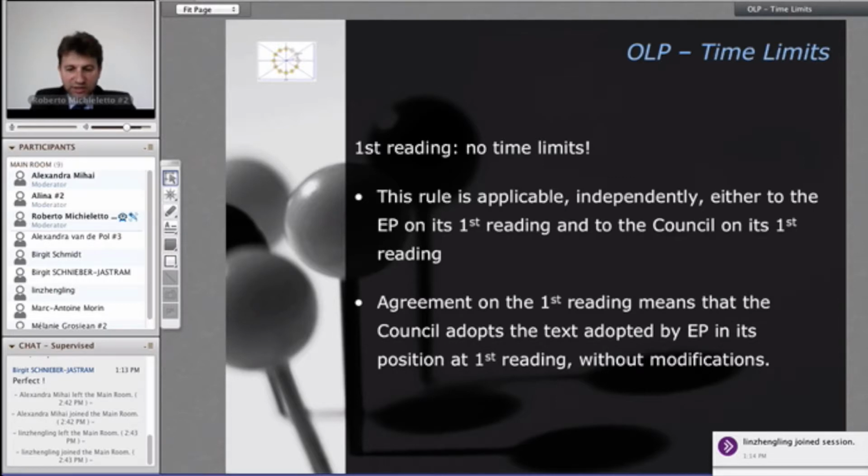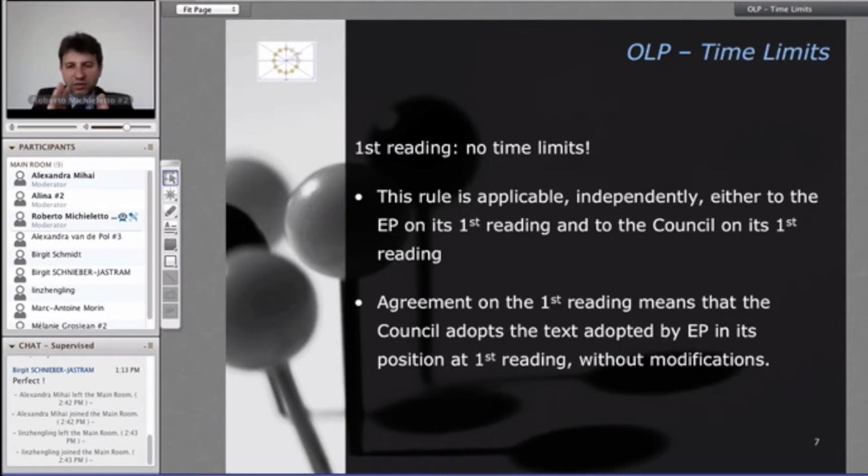The agreement on the first reading means that the Council adopts the text adopted by the EP in its position without amendments, without modifications. So I think it's another time to help some of you that don't have a clear idea of how the procedure works, by using a small example.